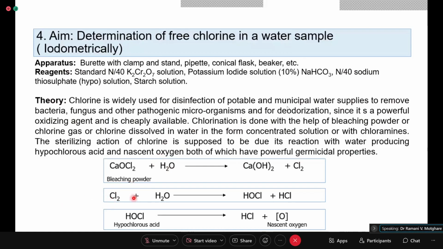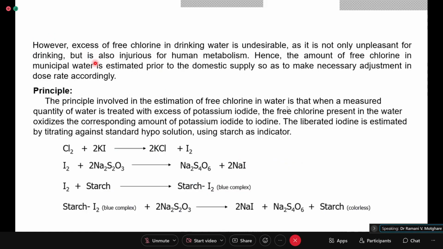Now, what we are determining is free chlorine. It is not Cl minus. Keep in mind this is Cl2 gas, which will be in dissolved condition in water. However, the excess of free chlorine in drinking water is undesirable. So from where are you getting free chlorine? From the sterilizing agent, that is bleaching powder or chlorine gas.